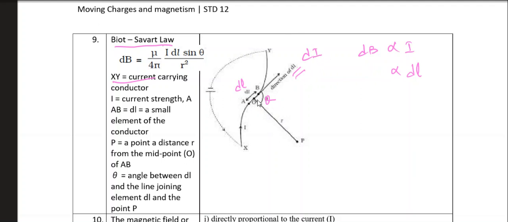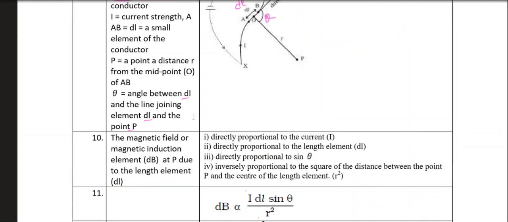Now, what is r? It is the distance of the point where we are going to experience the magnetic field created by this smallest current. So that is r, the distance between this O and P. O is the central element of AB. Theta is the angle between the element, the dL, and the line joining dL and P. So these wordings are very, very important. Right. Now let me proceed.